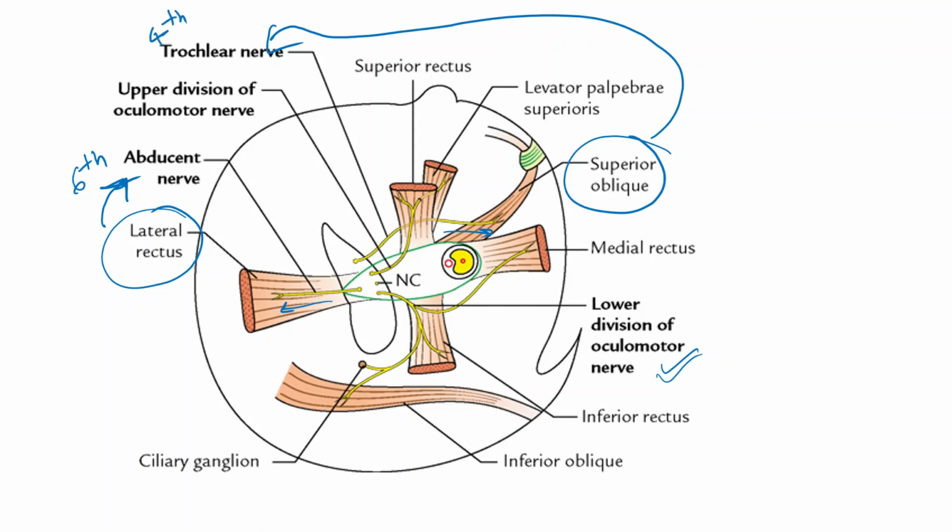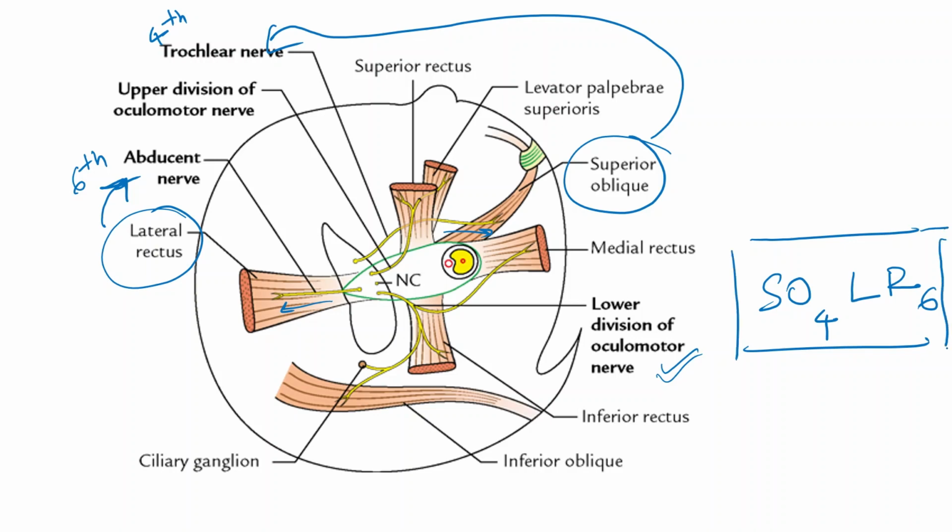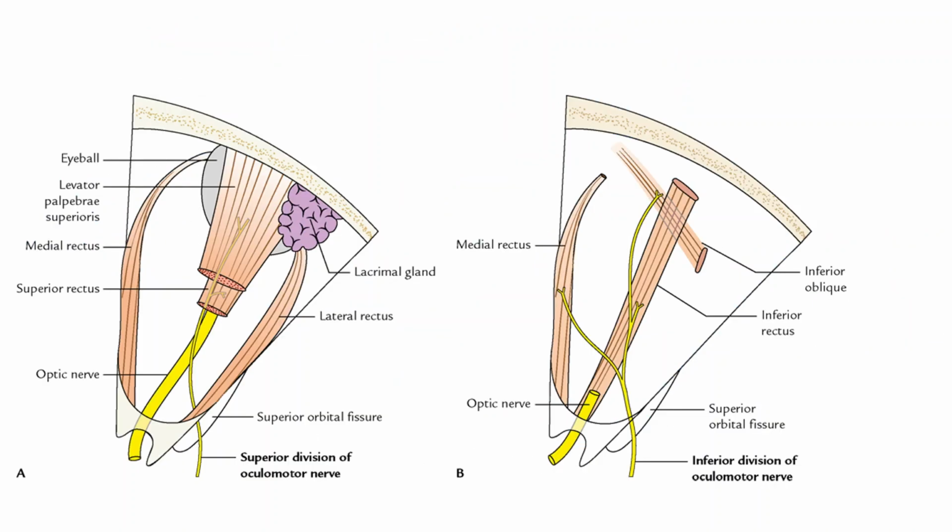So all the extrinsic muscles of the eye are supplied by the oculomotor nerve, the third cranial nerve, except the superior oblique, which is supplied by the fourth, and the lateral rectus, which is supplied by the sixth cranial nerve. So SO4 LR6, this is what needs to be remembered. So this is about the nerve supply of the extraocular muscles seen here.